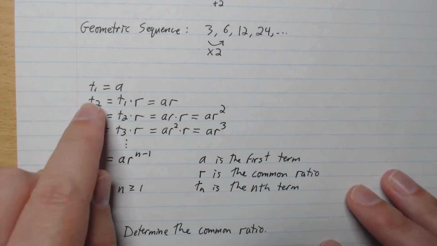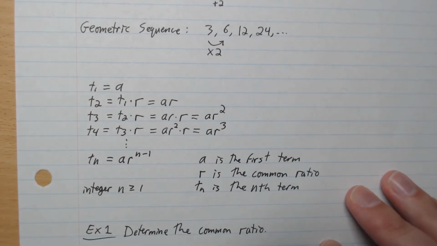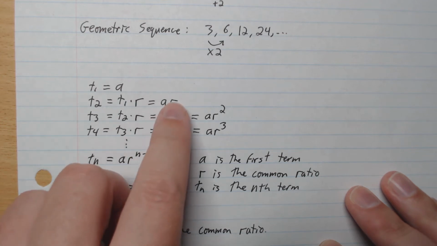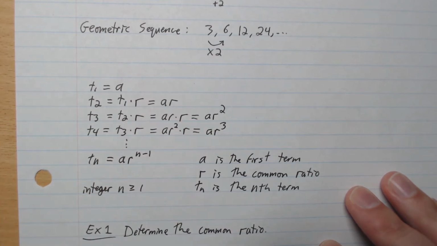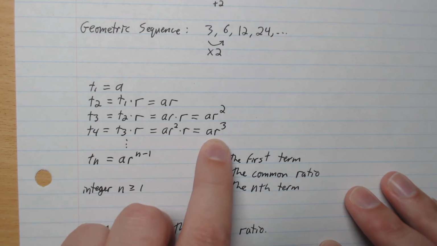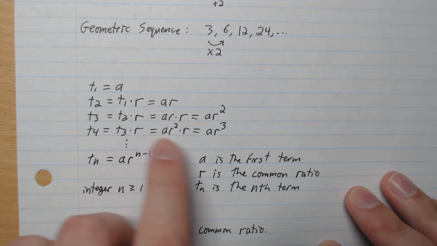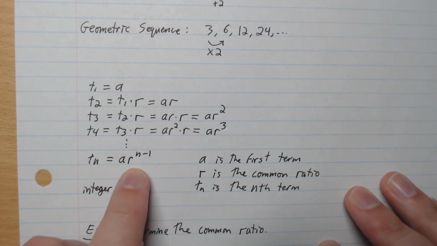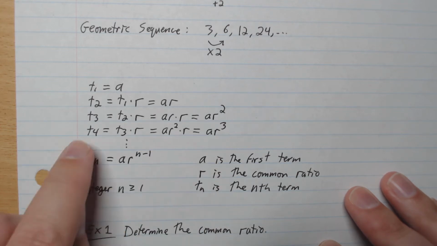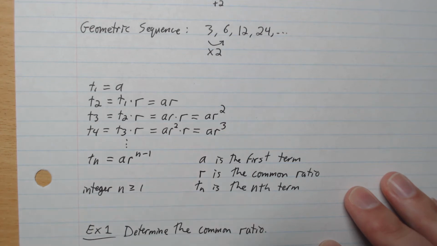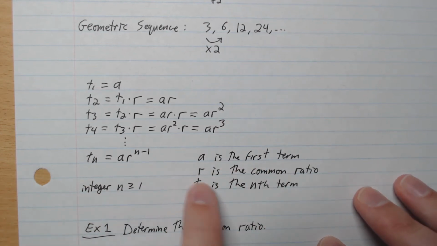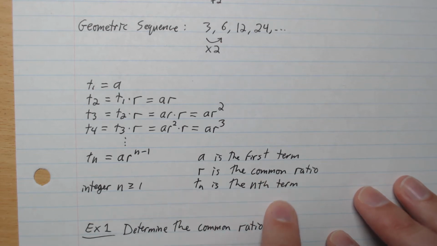And so our first term, we say A, and then we're going times R to get our second term. And then we're going times R to get our third term. And then we're going times R again to get our fourth term. And so we notice there's a pattern here where the nth term is A times R to the n minus 1, right? So T4 is A times R to the 3, like that. So Tn equals A times R to the n minus 1. A is the first term, R is called the common ratio, and Tn we say is the nth term.